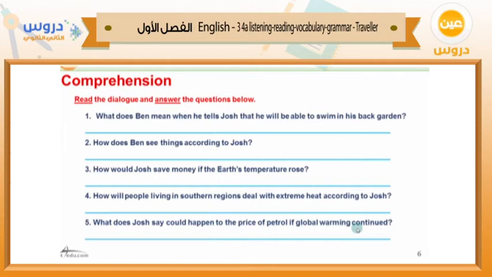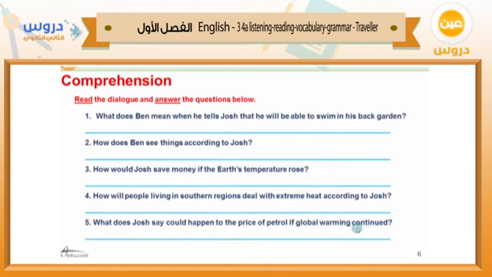So for number 1, Josh really has his own different views about it. For number 1, Josh thinks that when Ben told Josh he's going to swim in his back garden, that means that a lot of cities will also have floods along with the one they both live in. So it means water will come to their houses and they can swim inside their houses.